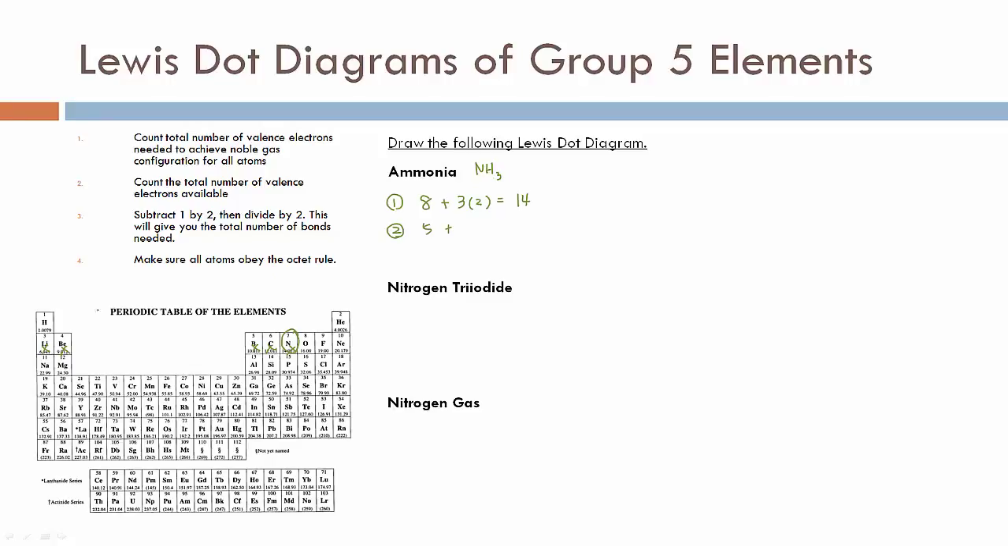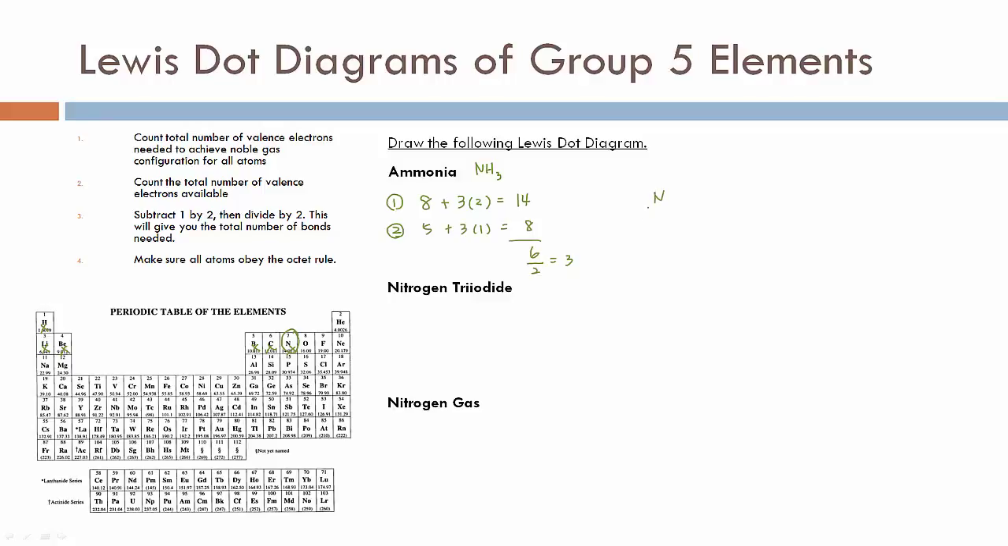Now for the hydrogens, there's only 1 valence electron, so it's just 3 hydrogen times 1 valence electron. So you have a total of 8 electrons. We do 14 minus 8, you get 6. You divide that by 2, you get 3. So you need 3 bonds to connect all the atoms in ammonia together.